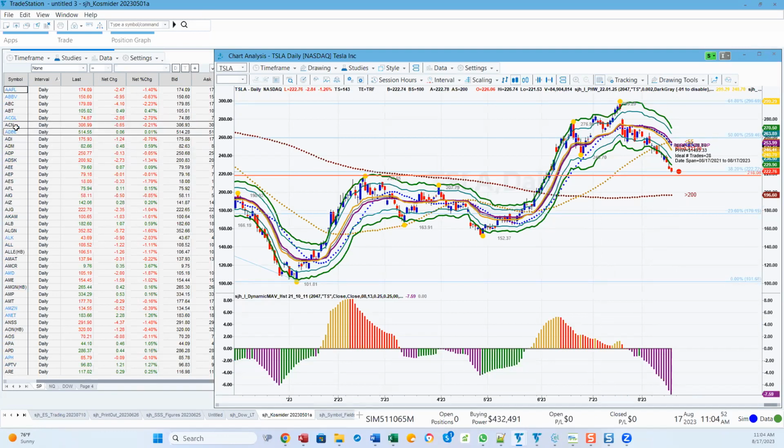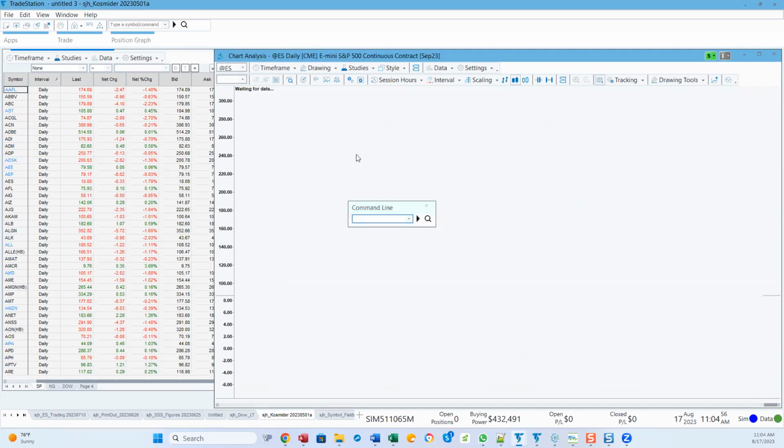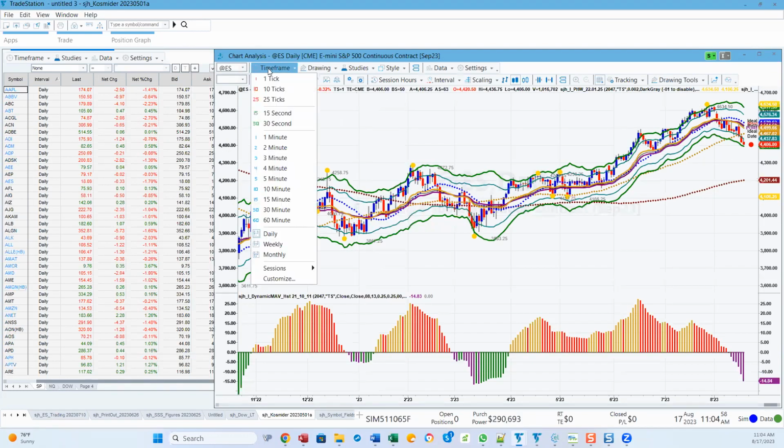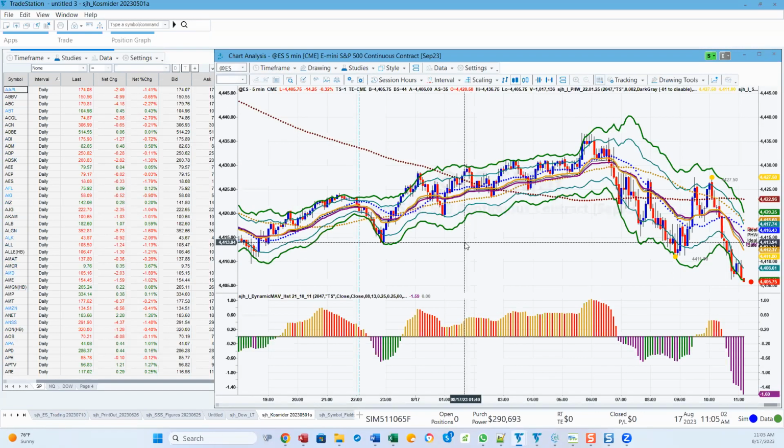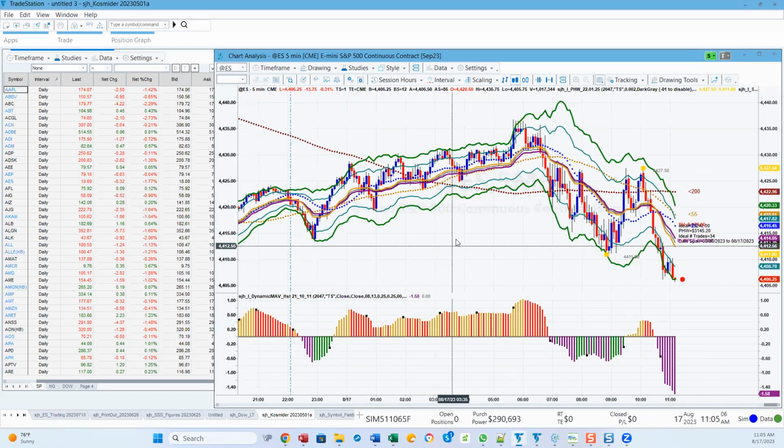ES on a 5-minute chart, you got it. I think everybody knows I trade a 5-minute chart, so that's why he's asking for that one. And there we have it.